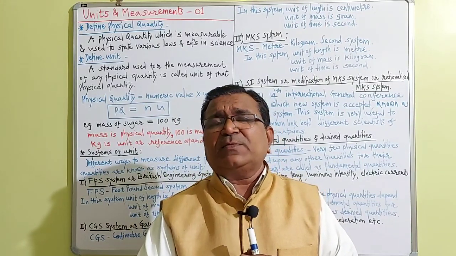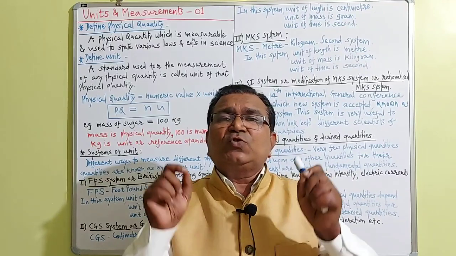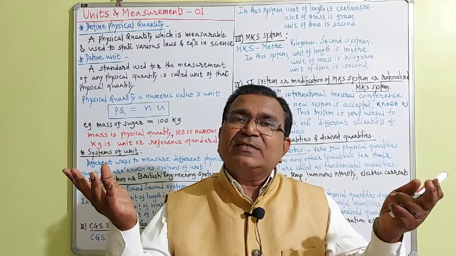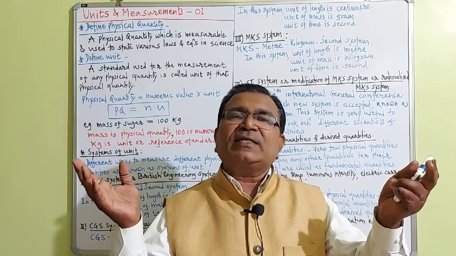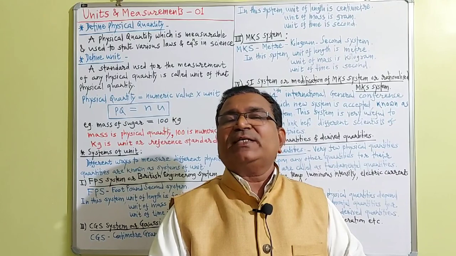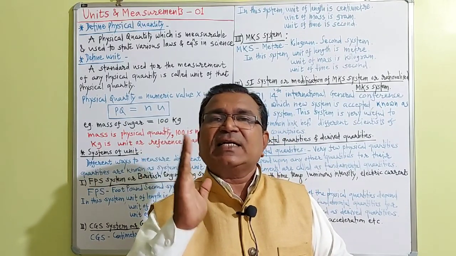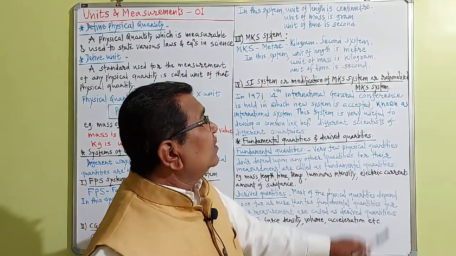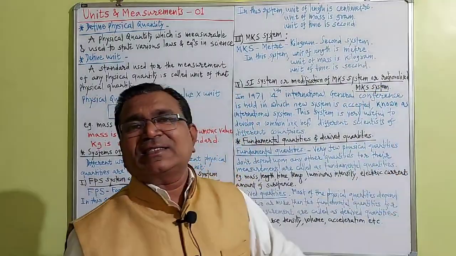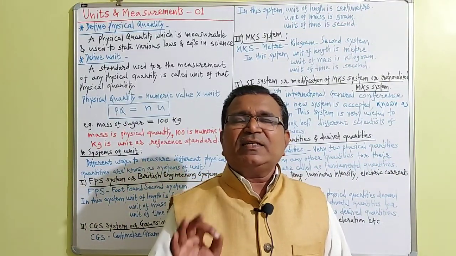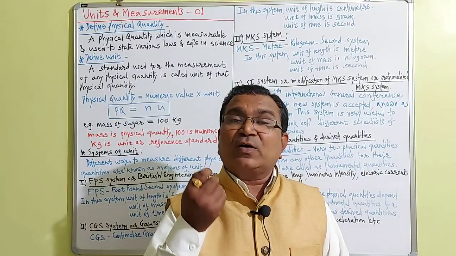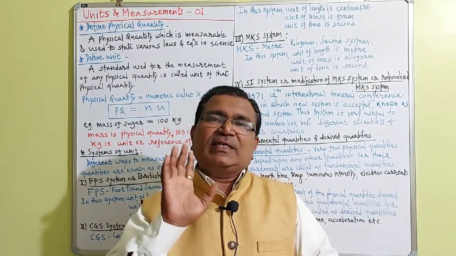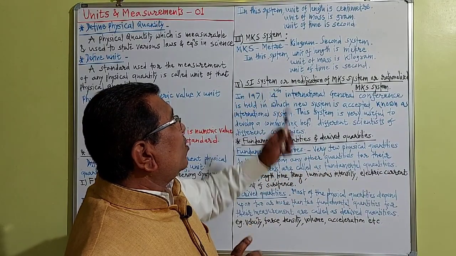It is a very useful system because it is used to develop a common link between scientists of different countries. So all scientists of all countries have accepted a unique system. We call it the international system, that is the SI system. It is also called a modification of the MKS system, or the rationalized MKS system. This system is very useful for developing a common link between scientists of different countries, so it is accepted all over the world.